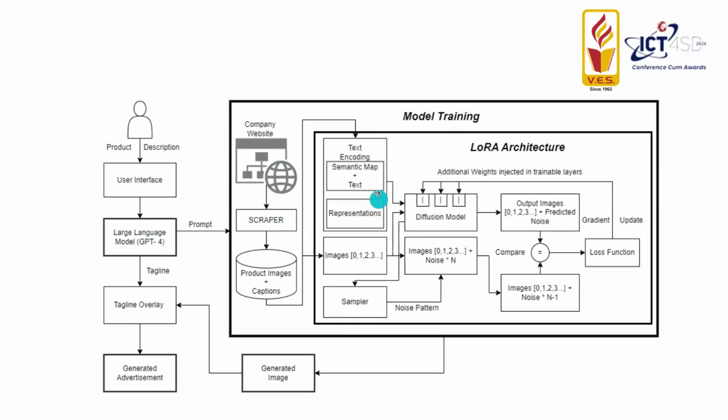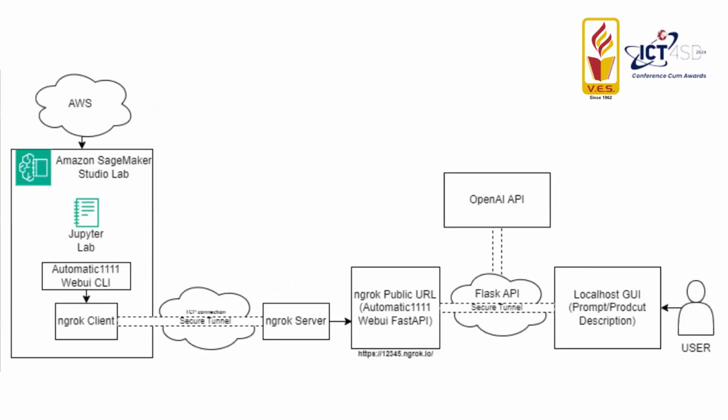For the model training modules, images from the company website, or if the company has access to their internal images, will be scraped. These images will be transformed and captioned. The images will then be injected with noise and the diffusion model will be trained to predict the noise, thus creating a new image during the process. We have made use of AWS SageMaker Studio Lab to train and test our model, which provides high-end GPUs through cloud. ngrok client server architecture is used to communicate with the website and used for communication between the website and the AWS Jupyter Lab interface.